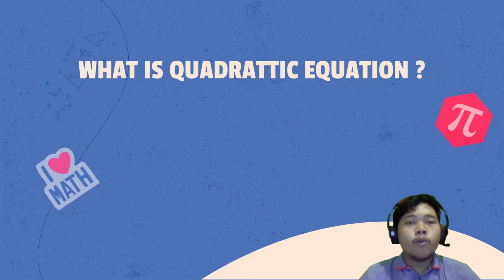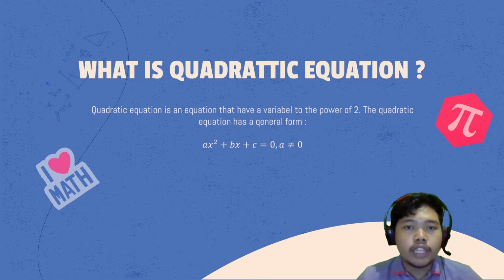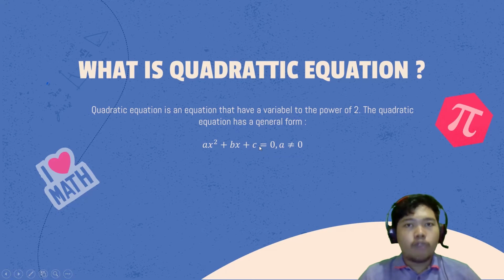So, first of all, what is quadratic equation? Quadratic equation is an equation that has a variable to the power of 2. The quadratic equation has a general form like this: ax squared plus bx plus c equals 0, where a is not equal to 0. If a equals 0, this form will not be a quadratic form anymore, because 0 times x squared will be 0, right? And then bx plus c is not a quadratic form.